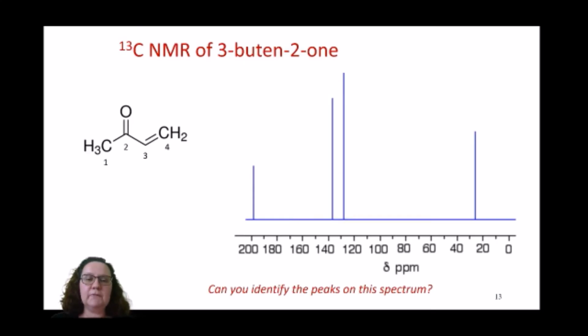So I'm going to ask you to stop the video now and try answering this exercise. You've got here four peaks in this NMR spectrum that correspond to the 4 carbons that you can observe in the 3-butene-2-one. So using a chemical shifts table for carbon-13 chemical shifts, could you identify the peaks in this spectrum? Stop the video now, please.